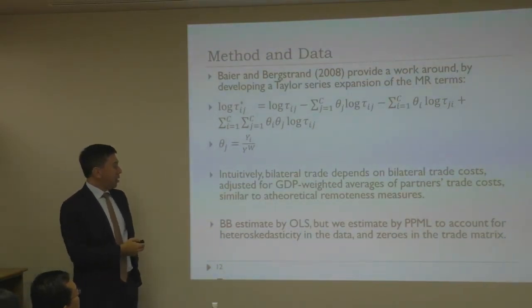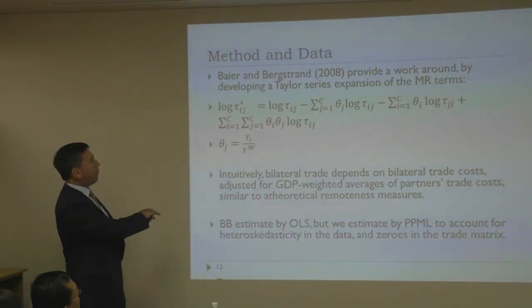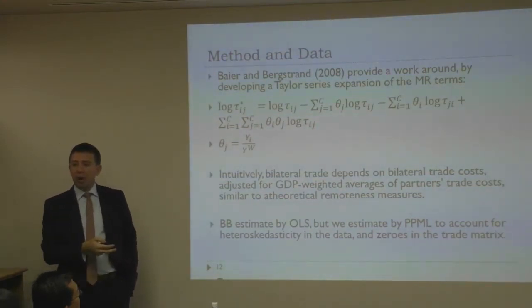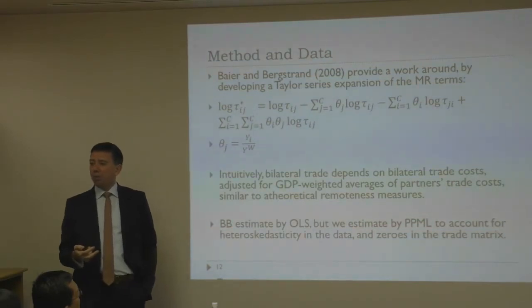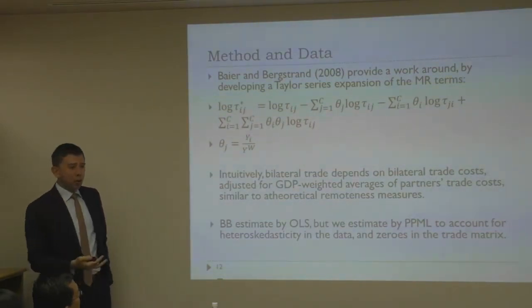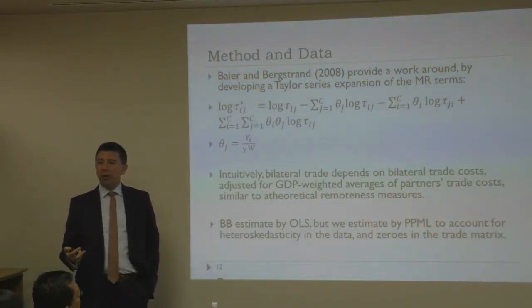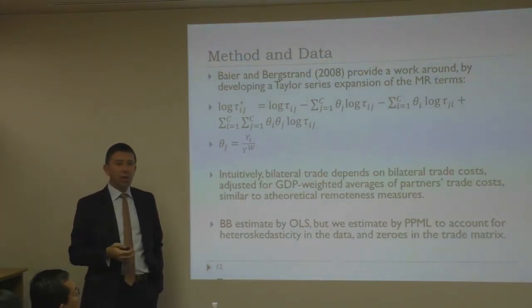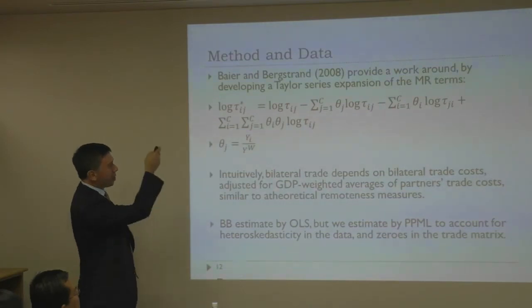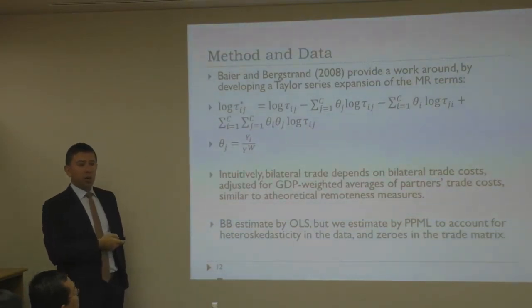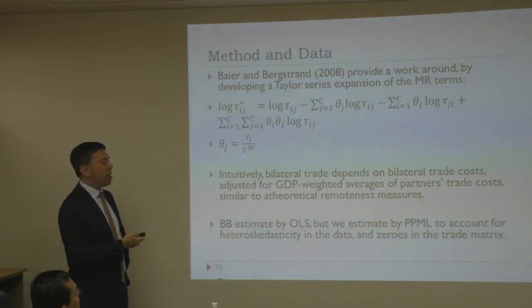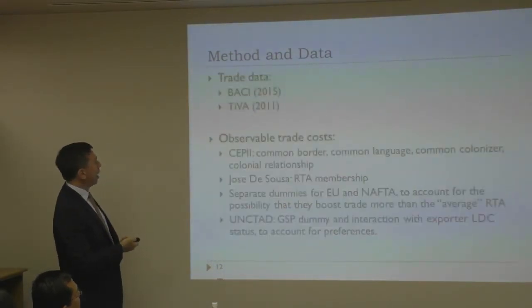Okay, so just one footnote. Baier and Bergstrand estimate by OLS. I don't think that's such a great idea, so I use PPML. If people have been in the literature, you know there's a good reason for that. It's better for dealing with heteroscedasticity. You get unbiased estimates in the presence of zeros and heteroscedasticity. So I just estimate that way. But this is very much the approach that I use. So it's very simple to implement. You just adjust each of the trade cost variables and you can apply it straight away.